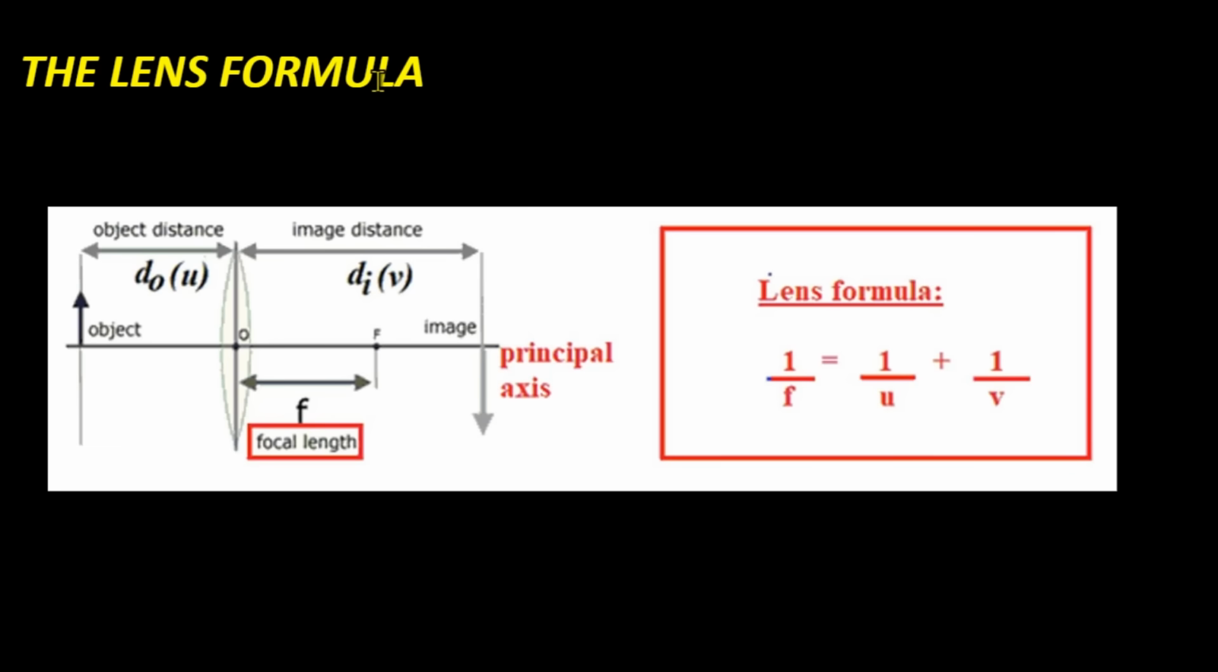This is the lens formula, the lens equation: 1/F = 1/U + 1/V, where F is the focal length, U is the object distance, and V is the image distance, as you can see here. Remember, the focal length is the distance between the focal point and the optical center of the lens. The object distance is the distance between the object and the optical center of the lens. And the image distance is the distance between the image and the optical center of the lens.